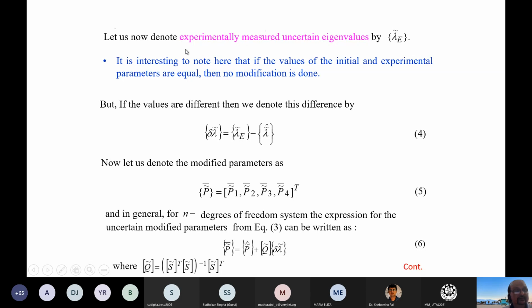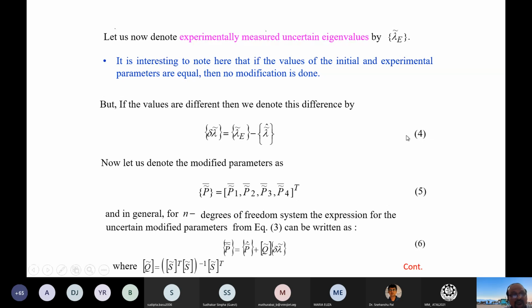Before that, I need to do the experiment with that structure. Suppose from experimental measurement, I get those uncertain eigenvalues as lambda e tilde. Now it is interesting to note that if the values of the initial and experimental parameters are equal, meaning the eigenvalues I found 50 years before and today's eigenvalues from experiment are the same, that means your structure is totally safe, no change.